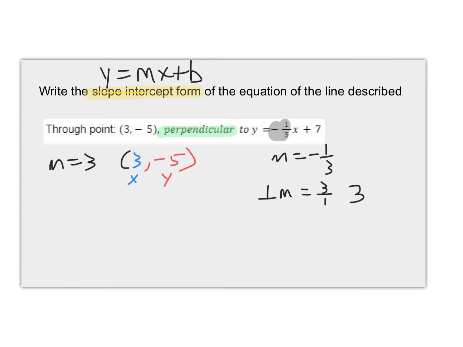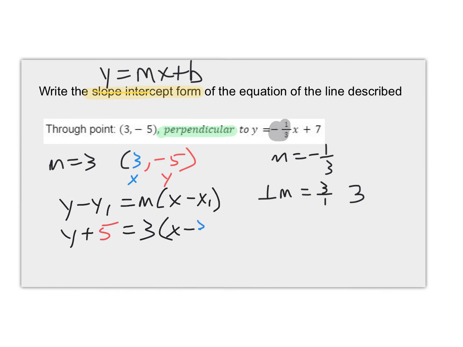However, we have to start with point slope form because that's what we're given. We're given a point and a slope. So we're going to start with point slope form, but then we're going to work it out to slope-intercept form. So we have y minus y1 equals m times x minus x1, and we replace our values. So y minus -5, and remember, that's going to become y plus 5 equals the slope of 3 times x minus 3.